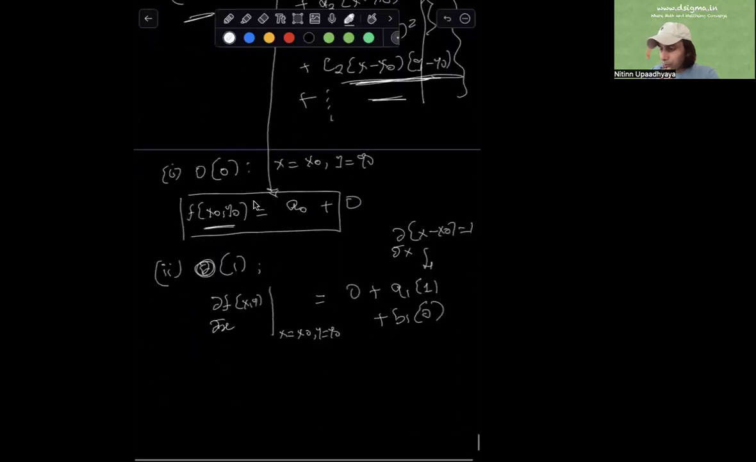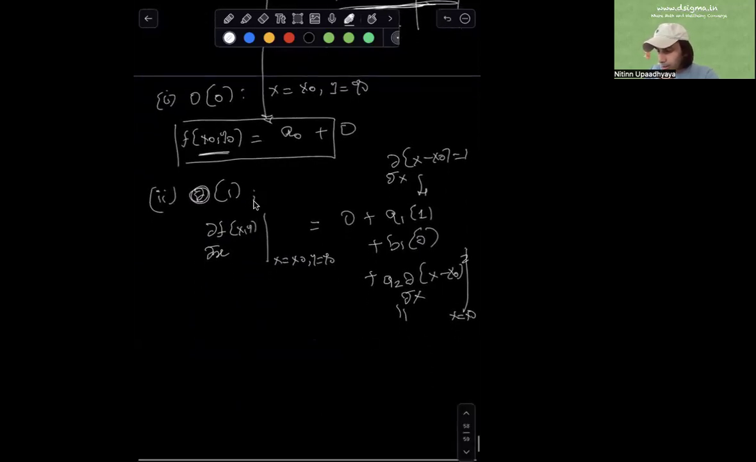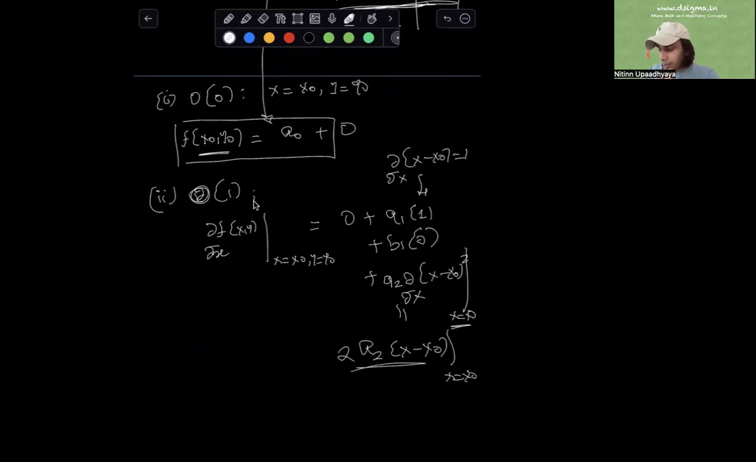Likewise, for the second term, I now differentiate. So I have a2, and I differentiate this second term, x minus x naught squared, with respect to x, and then set x equals x naught. Now, if I differentiate this once, we will get 2 times x minus x naught. This is just like a regular derivative of x minus x naught squared with respect to x. But what I do is I set x equals x naught, and what that will do is evaluate or make this term equal to 0.